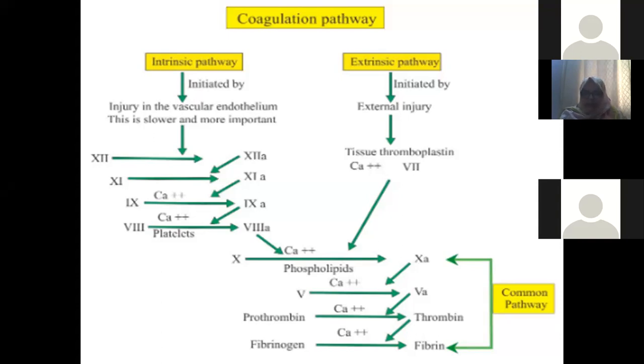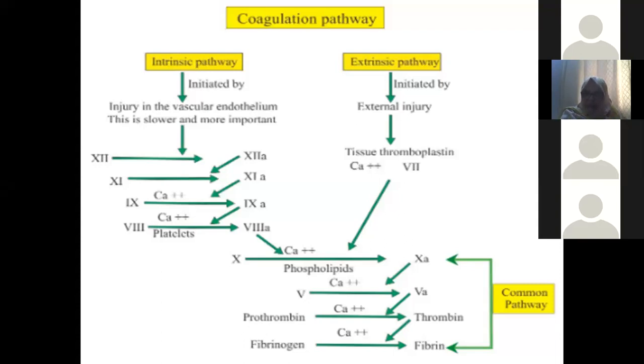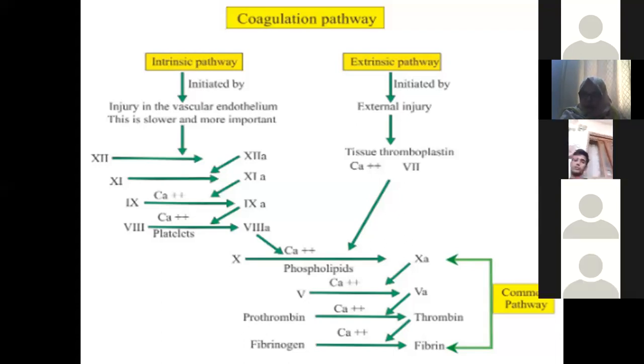If we look at both pathways, when there is involvement of factor 12, factor 11, factor 9, factor 8, these four factors, this is the intrinsic pathway. And when there is involvement of factor 7, which is tissue thromboplastin, this is the extrinsic pathway. After that, both pathways join in a common pathway, that is the activation of factor 10. Factor 10 activates into 10A. This 10A activates factor 5. This factor 5 activates prothrombin to thrombin, and then thrombin activates fibrinogen to fibrin.